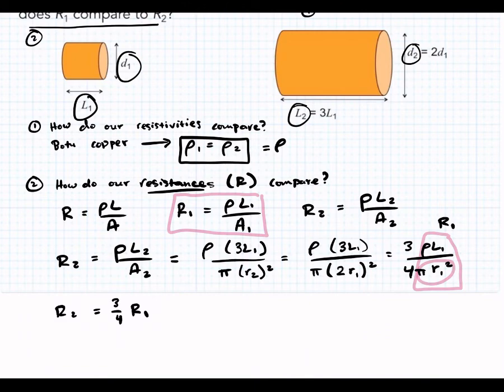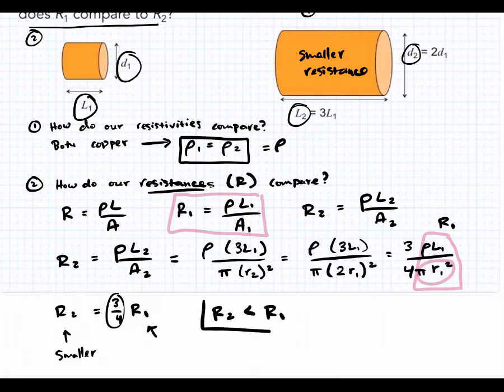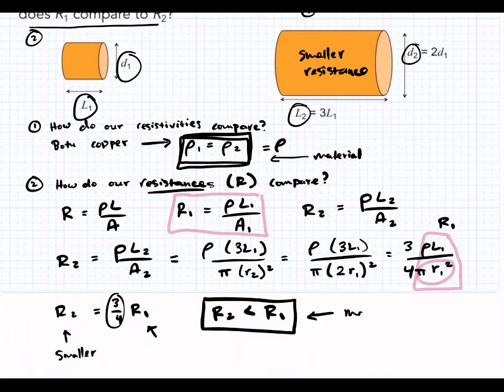So how do these compare? Well, R2 is smaller than R1 because it's R1 multiplied by 3/4. So we're going to see that the resistance for R2 is going to be smaller than the one for R1, which is different than what we got for the resistivity. So resistance is different where resistivity is the same. Resistivity just depends on material, whereas resistance depends also on geometry.